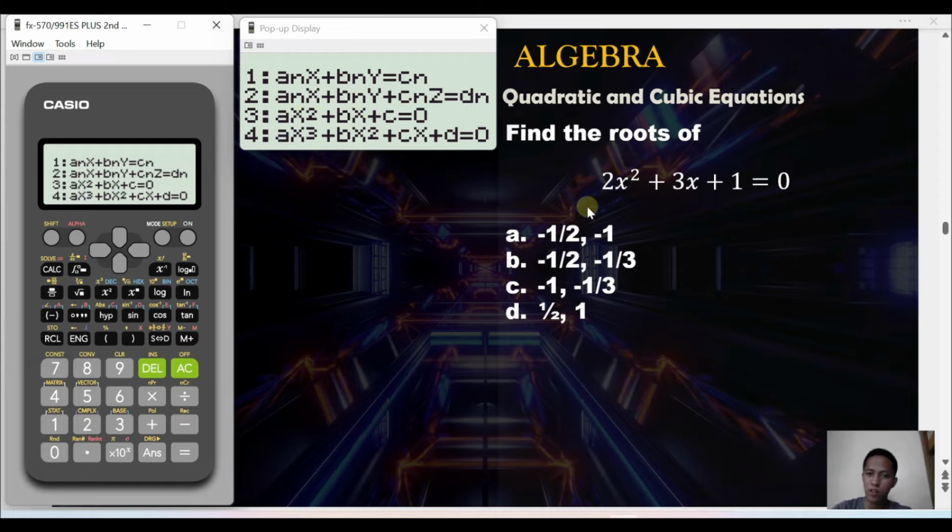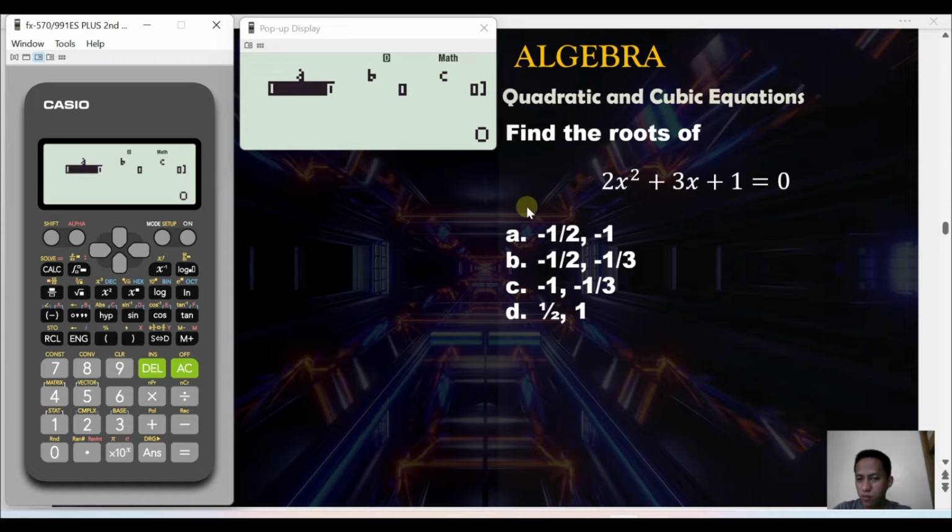So a is the coefficient of the squared term, b is the coefficient of the first degree term, which is x, and c is the constant. Okay? So number 3. Let's input the coefficients. For x squared, that is 2. For 3x, the coefficient is 3. And for the constant, that is 1. Then we press equals, guys. Our first root is negative 1/2. The second root is negative 1.